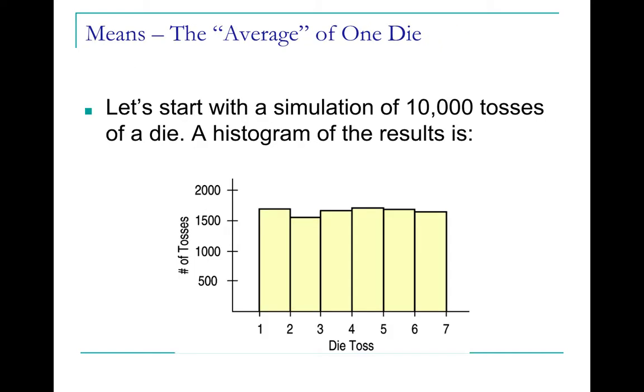So let's move on from proportions to means. So the means is the average of one die. If you average one die, it's just going to be what it is. So if we start with a simulation of 10,000 tosses of a die, a histogram of the results is shown. It is uniform. We expect that. If you roll a die once, 10,000 times, you would expect that each number would occur roughly the same amount of times. But as we increase the number of dice to calculate that average, that mean value, we're going to get closer and closer to the actual population mean.